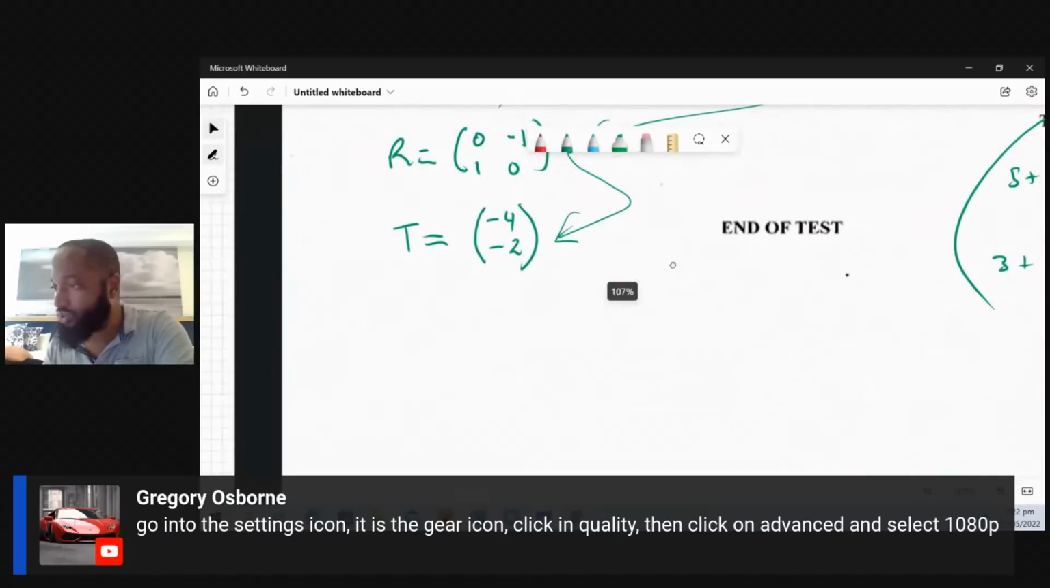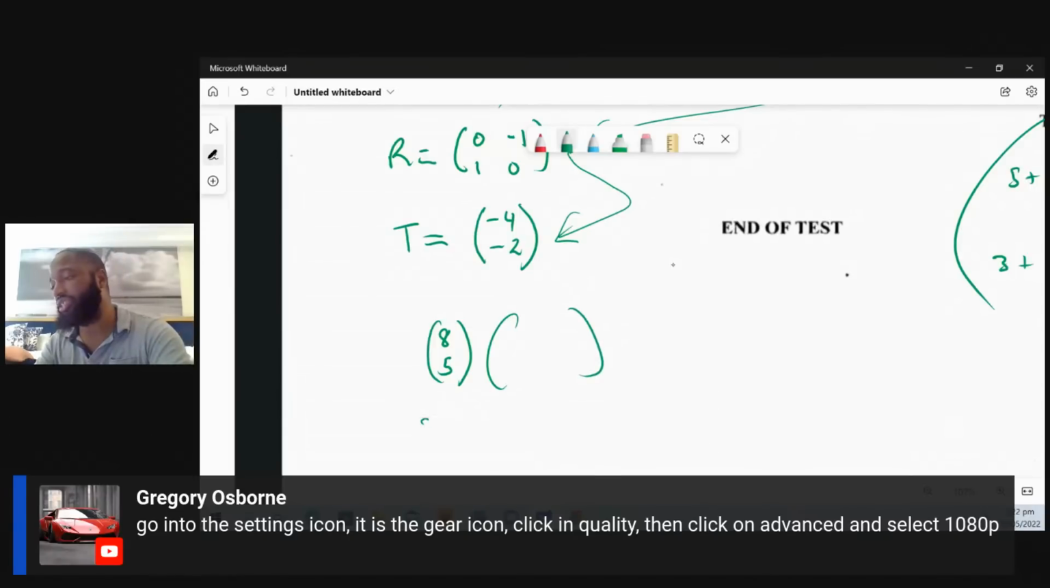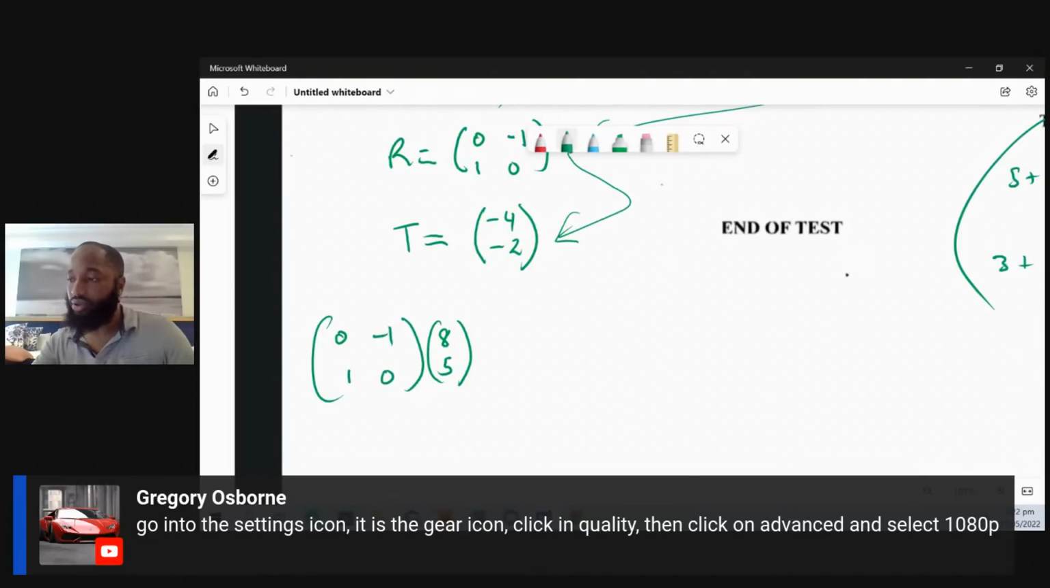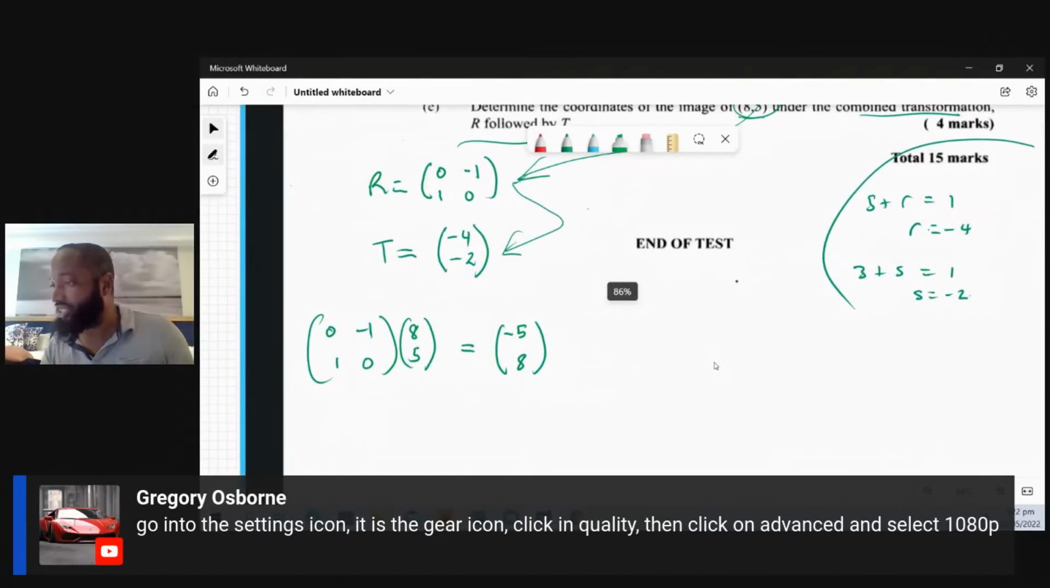So let me go. (8, 5), you hit it with the R. Now you can't put the R here because this would be a 2 by 1 matrix multiplied by a 2 by 2 matrix, and that can't work. Matrix multiplication is not commutative, so the order is important. You have to put the R on this side. So we multiply. Obviously, the coordinates swap, and along with the swap, one becomes negative. That's just how it is. You can go and work it out and see. So this is transformation R.